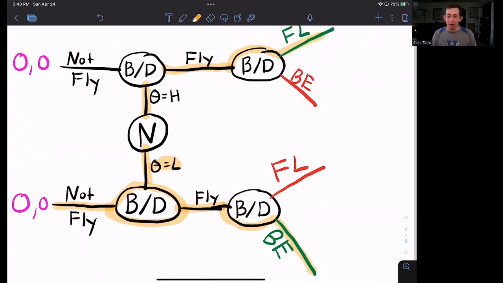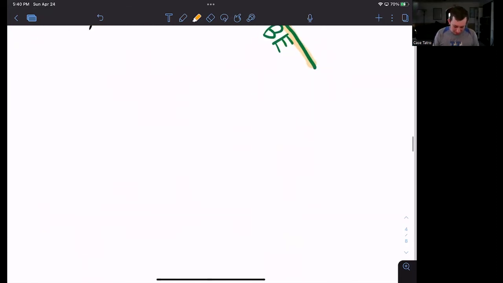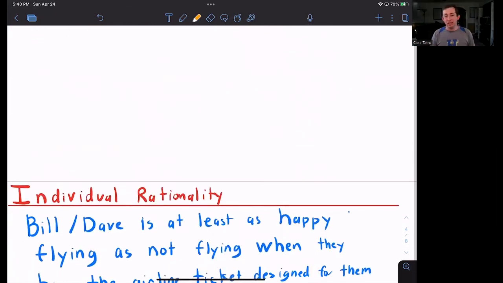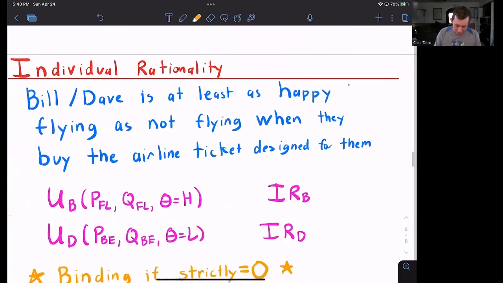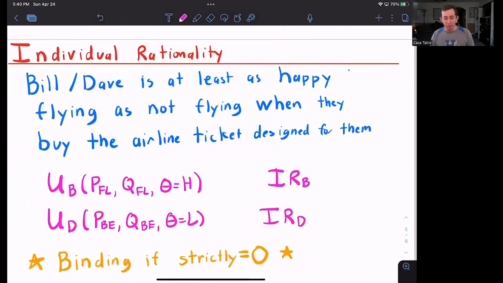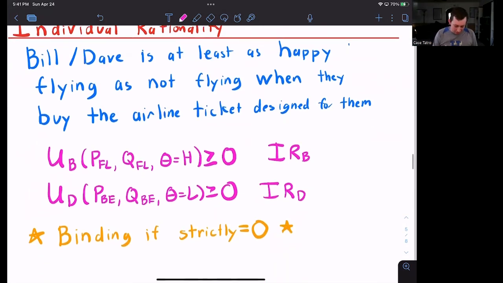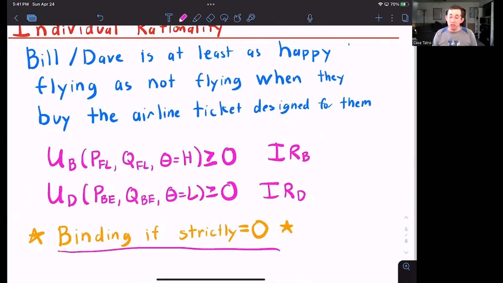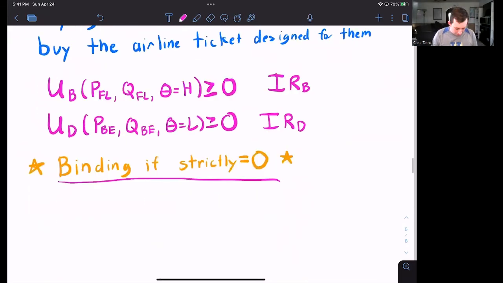Now we're going to start talking about our first constraint, which is the individual rationality constraint. All the individual rationality constraint means is that the utility of flying must be at least as good as staying home. And that's all this is going to say. So if that is the case, we know that the utility of not flying for them is 0. So we have greater than or equal to 0 here and greater than or equal to 0 here. Note that we say the individual rationality constraint is binding if it's strictly equal to 0.